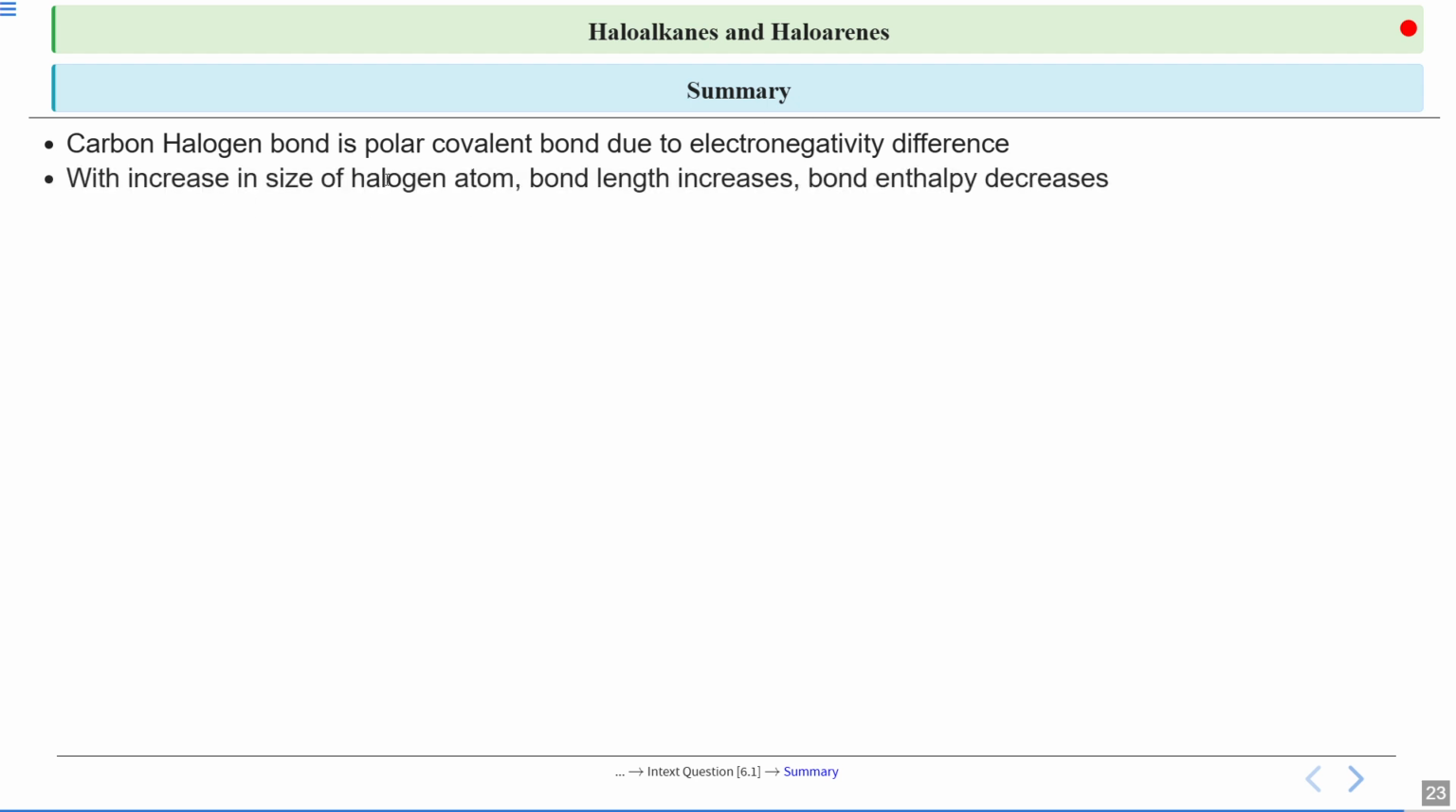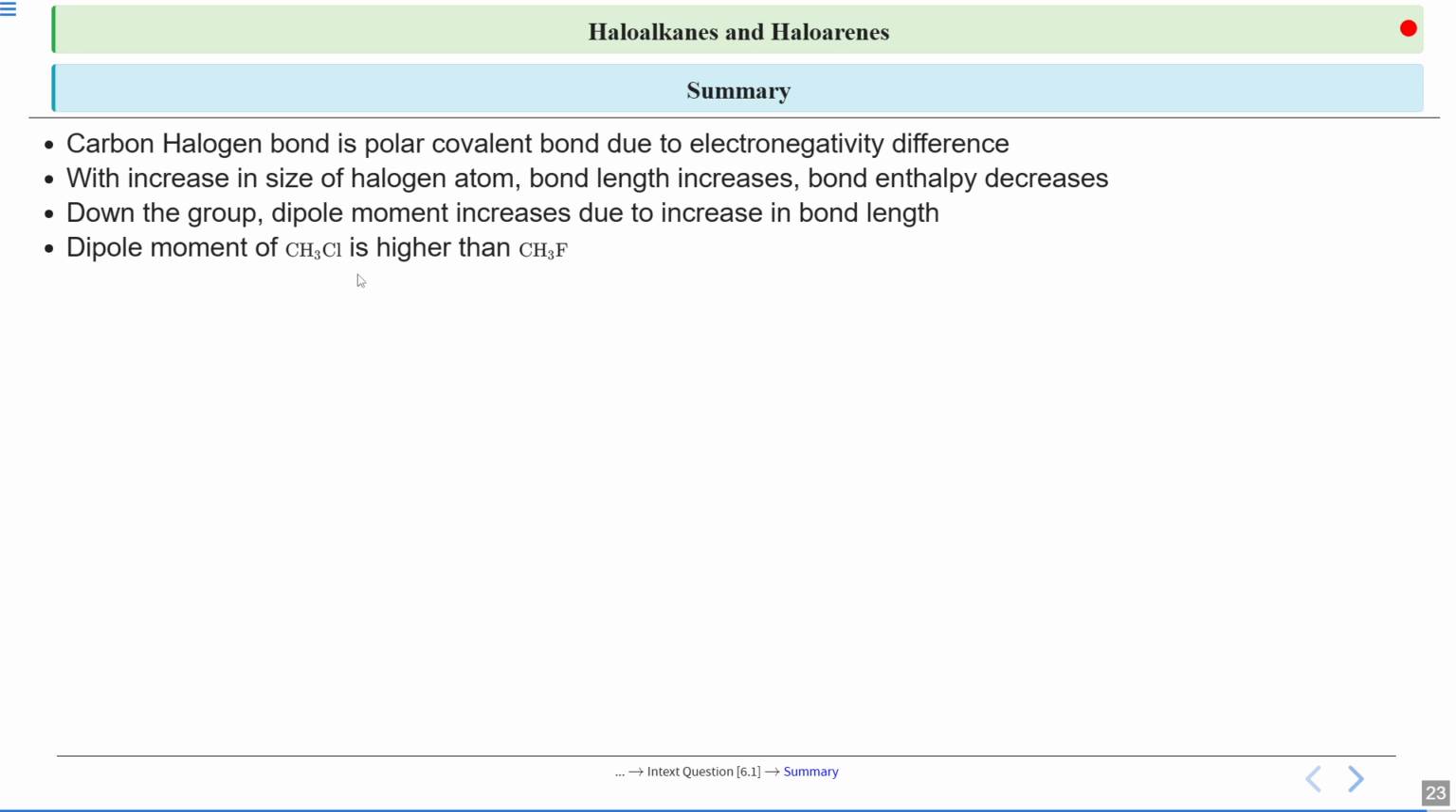And with the increase in size of the halogen atom in the carbon halogen bond, the bond length increases. This will decrease the bond enthalpy also, because the bond length is increasing, so it is easier to remove the halogen from the carbon halogen bond. So the bond enthalpy, that is the energy required to break that bond, will decrease. Down the group, the dipole moment for the carbon halogen bond increases due to the increase in the bond length.